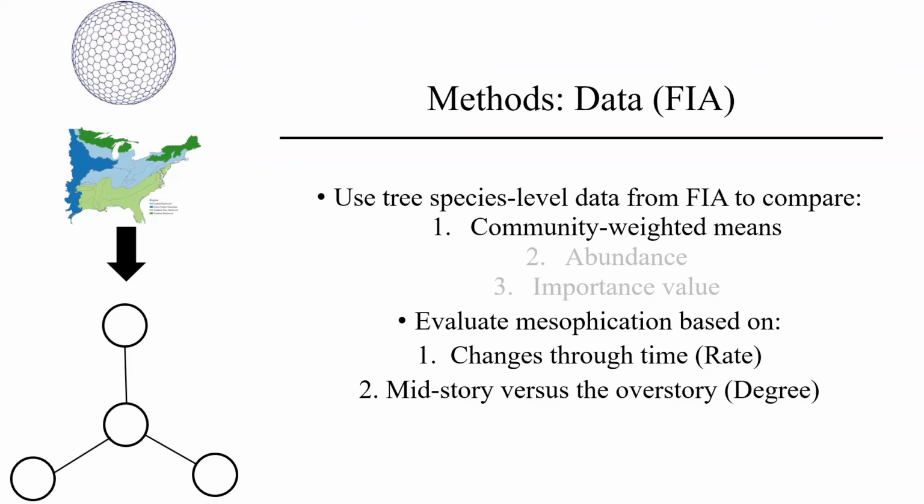I'm going to be very brief in terms of my methods. I'm happy to chat more about what I did. But I essentially used FIA data to address this question. So I looked at tree level data across the eastern US. I used community weighted means to look at functional changes associated with mesophication. We evaluated this shift based on the rate, so change through time, and also based on what we call degree, which is comparing the overstory versus the understory, or the midstory really in this case, to get a sense of potential future change.